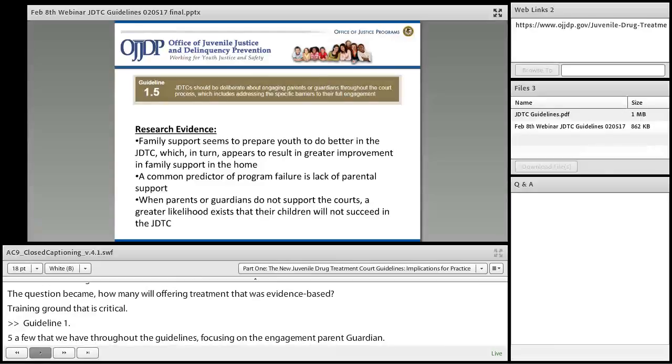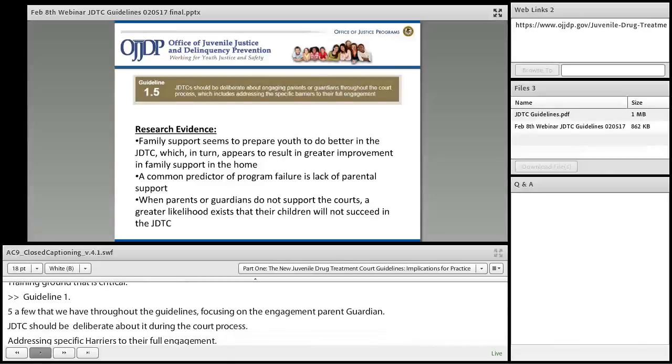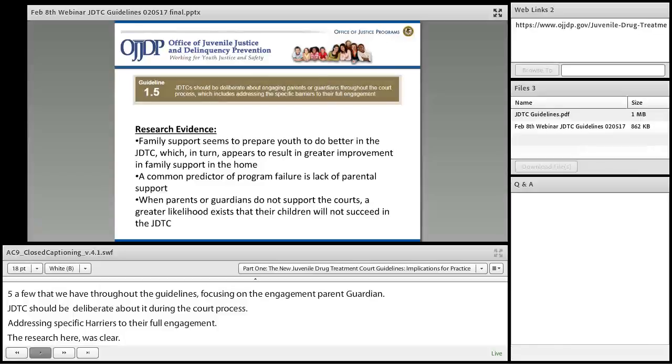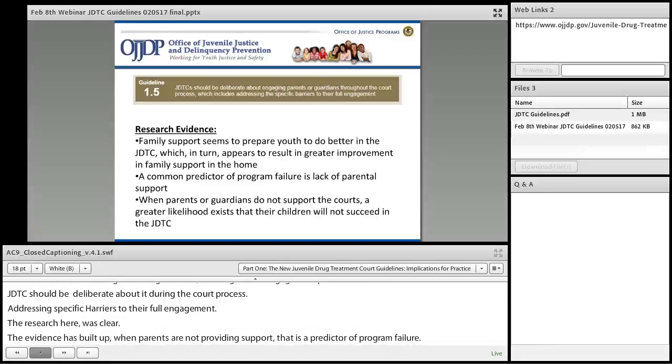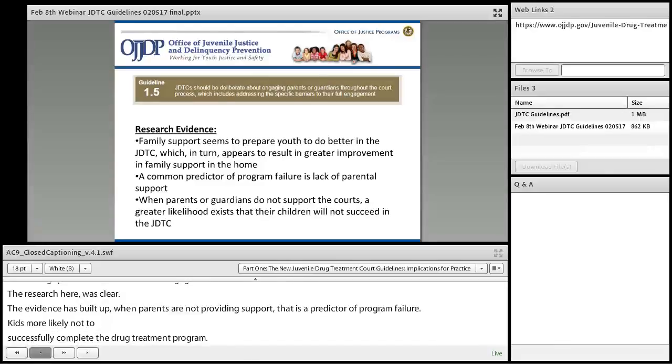And so the research here was clear, right? The evidence has built up that when parents are not providing support, that's a predictor of program failure, that those kids are more likely to not successfully complete the drug treatment court program. And we know that when parents and guardians don't support the courts, there's a greater likelihood that their kids are not going to succeed.